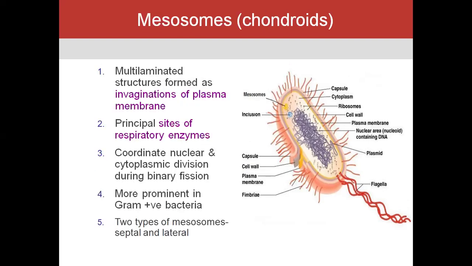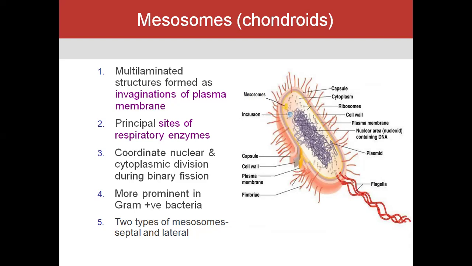Next, mesosomes. Mesosomes are multilaminated structures formed by invaginations of the plasma membrane. In the picture, you can see this layer is the cytoplasmic membrane. They are the principal sites of respiratory enzymes, so they are analogous to mitochondria of eukaryotes. In eukaryotes, mitochondria are helpful for respiration. Here, as mitochondria are absent, mesosomes act as sites of the respiratory enzymes.